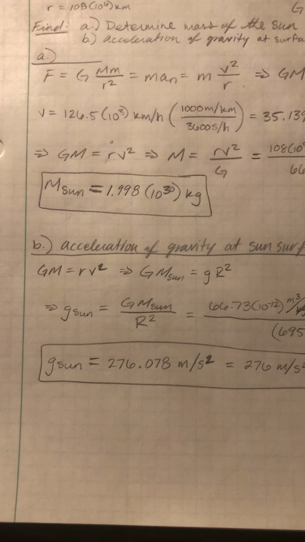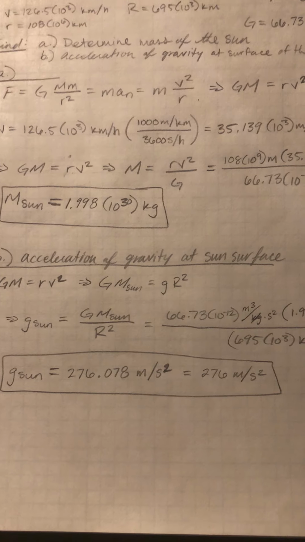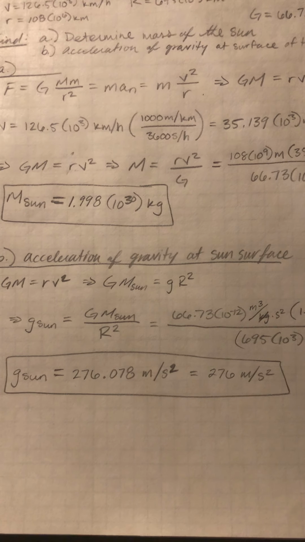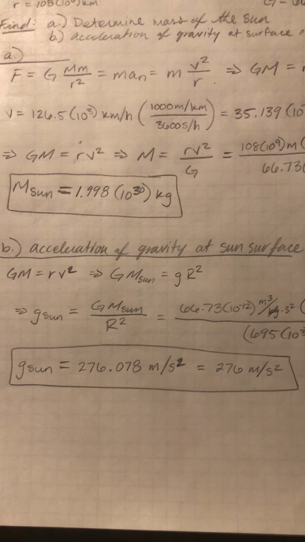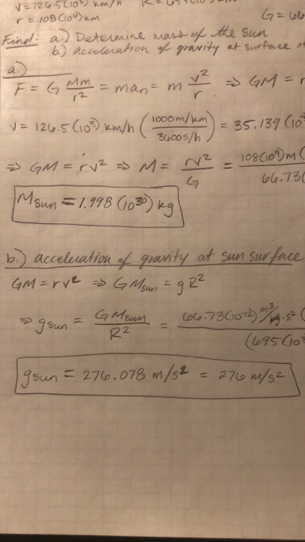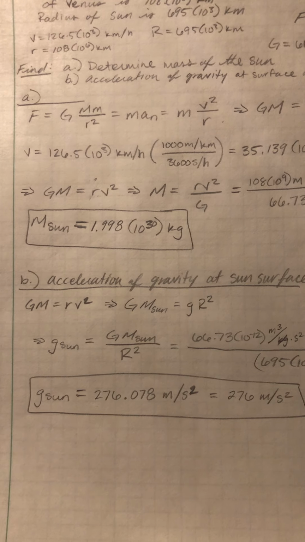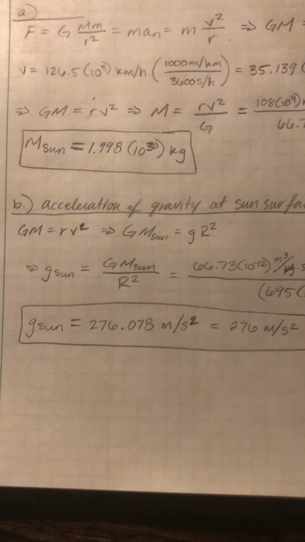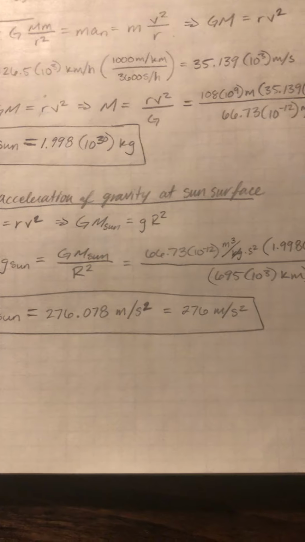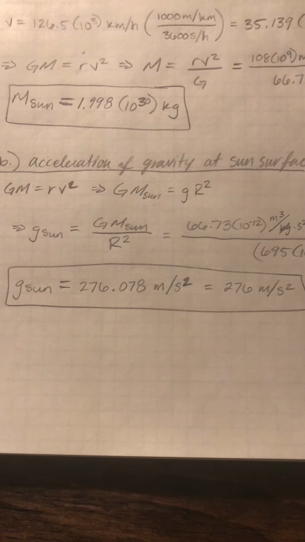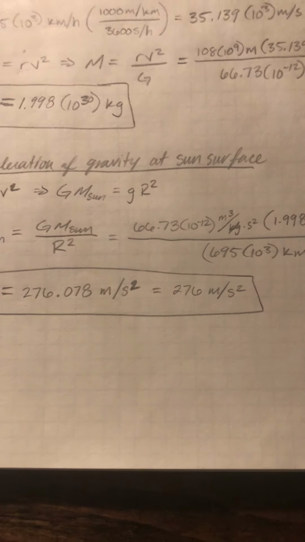And using a similar equation as above, we're able to find the acceleration of gravity at the surface of the sun. As we have G times the mass of the sun equals the acceleration of gravity at the sun's surface times capital R squared. Plugging in these values and manipulating the equation to find the acceleration of gravity at the surface of the sun, we find that it is equal to 276 meters per second squared.